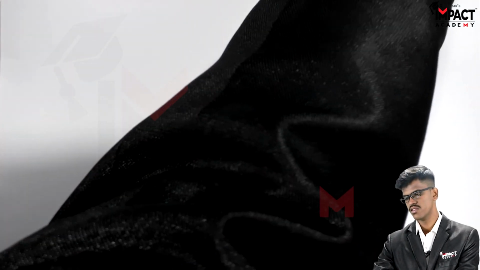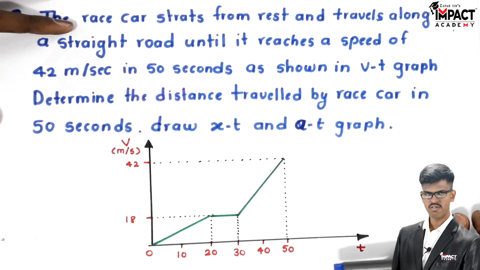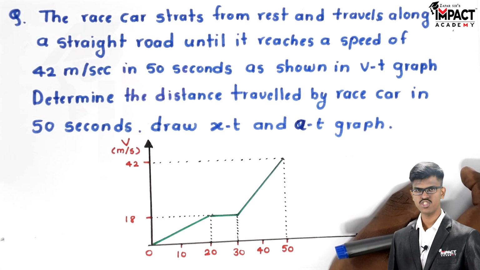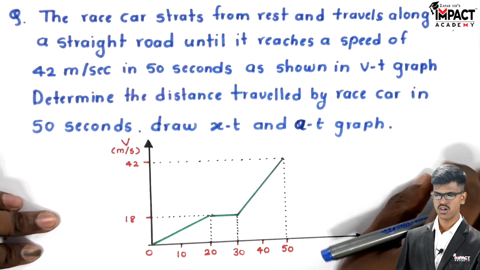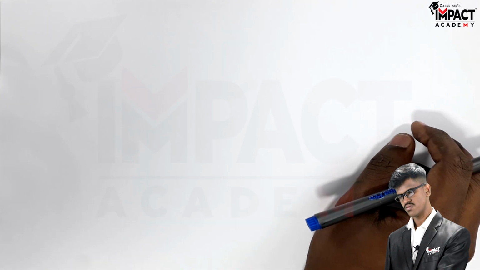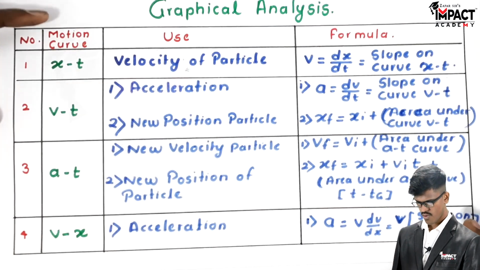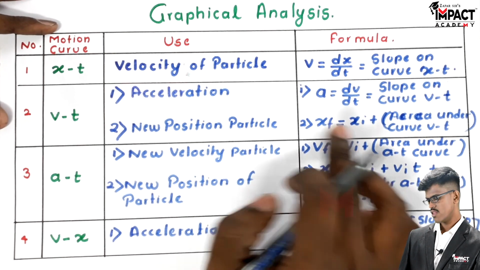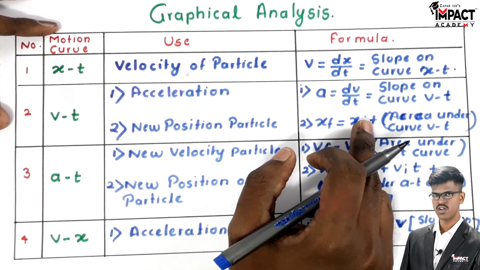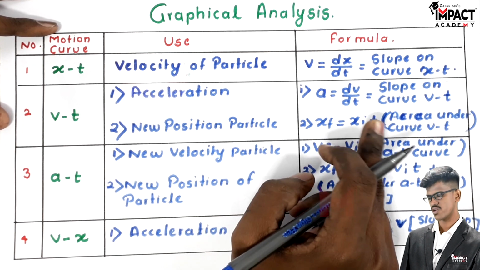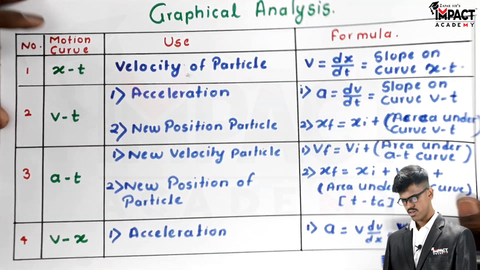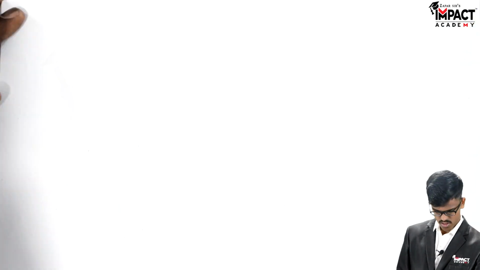So in the question they also ask to draw the x-t curve. So we have to find the position using the v-t curve. We have a v-t curve and we have to find the position of the particle. Then the formula is xf, the final position of the particle, is equal to the initial position of the particle plus area under the curve v-t. Okay, so x-t curve, our next heading will be.